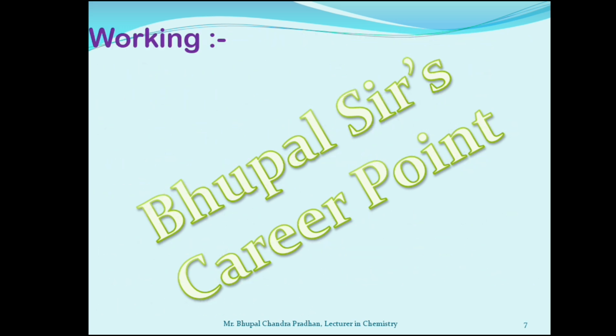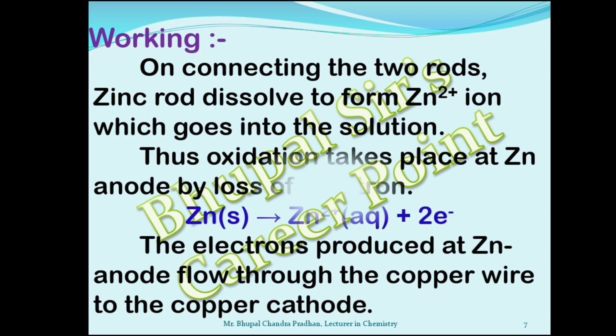Now, how does this electrochemical cell or galvanic cell work? On connecting the two rods, the zinc rod dissolves to form Zn2+ ions, which go into the solution. Thus, oxidation takes place at the zinc anode by the loss of electrons.